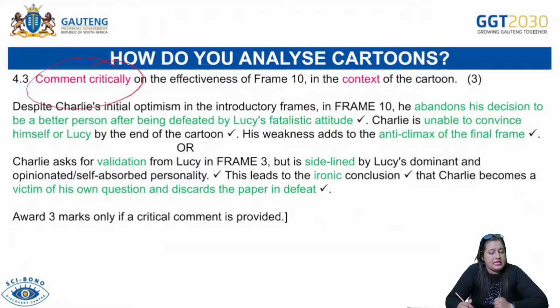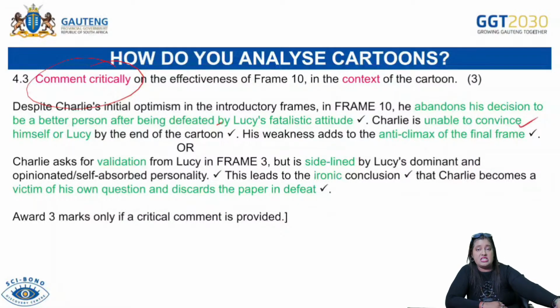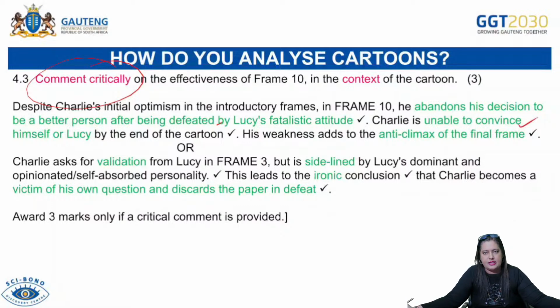Charlie is unable to convince himself or Lucy by the end of the cartoon. His weakness adds to the anticlimax of the frame. So because he was so enthusiastic and her reactions defeated his enthusiasm, he then gives into what she was believing, and it obviously ends in that turning point where he also just succumbs to failure. Or you could then say his validation from Lucy in frame 3 is asked for, but he's sidelined by Lucy's dominant and self-absorbed personality.